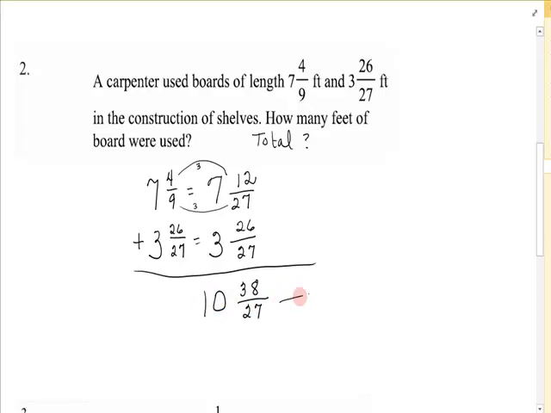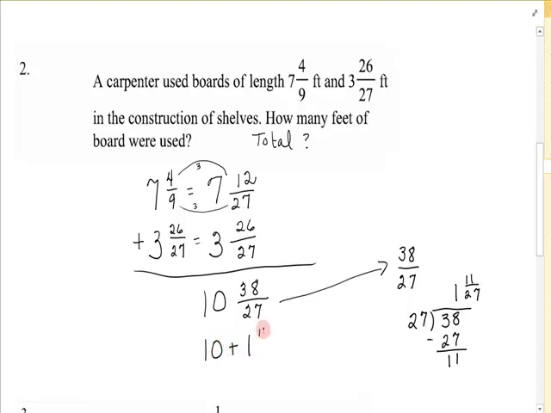Now, we did this earlier. When you get an improper fraction, 38 27ths, you have to divide. 27 goes into 38 one time. 1 times 27 is 27. Subtract for 11, so I have 11 27ths. That means that I have 10 plus 1 and 11 27ths for a total of, let me get myself just a little bit more room, I have 11 and 11 27ths feet.